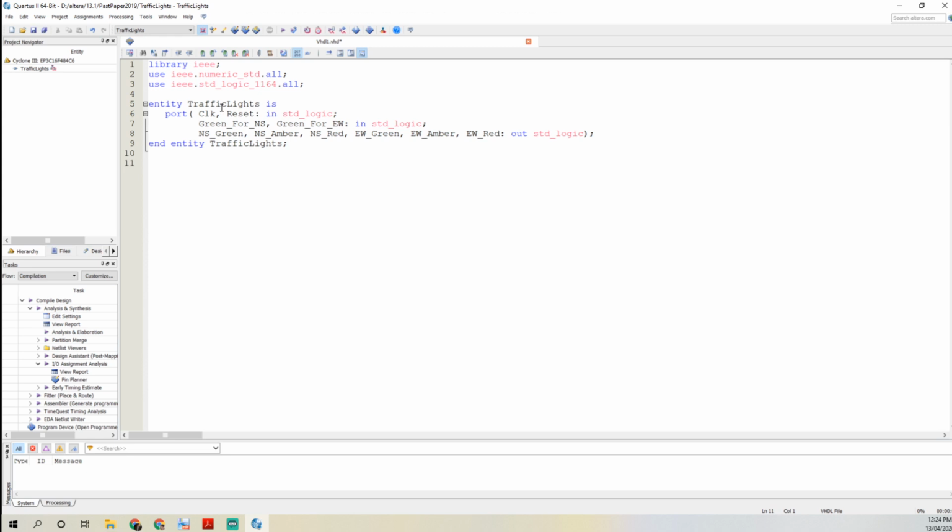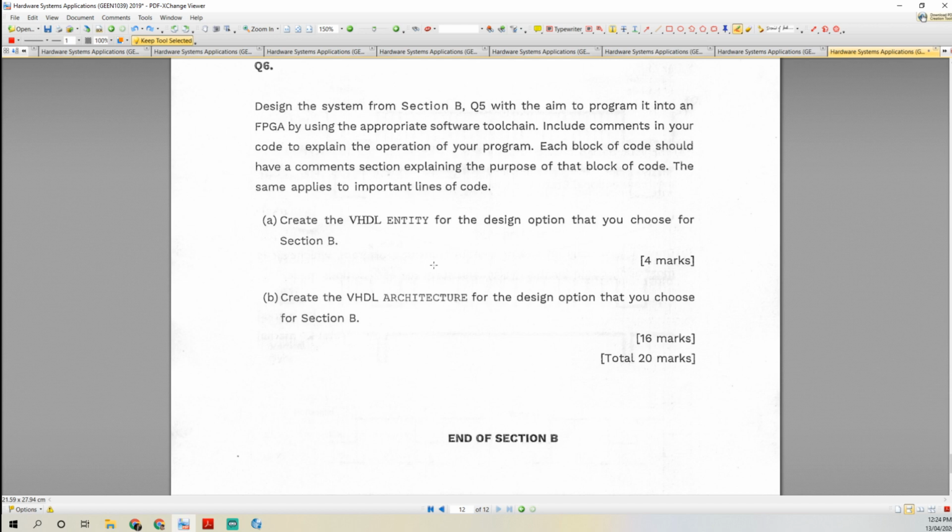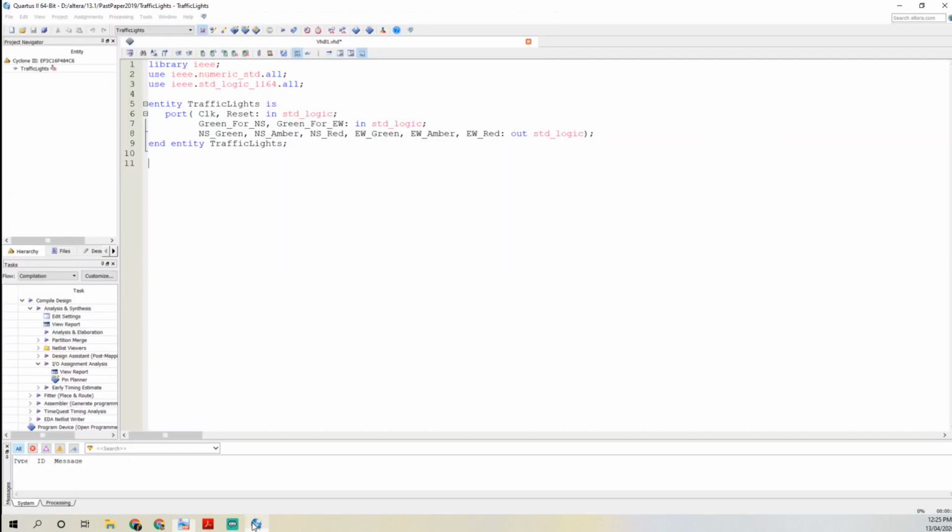We need to write code to describe the finite state machine. And we know when we looked at writing code for a finite state machine that we have to declare a new type for the state, and all that is done in the architecture. All we are doing here is describing the entity and the outside black box of the system. That basically takes care of this question part A for 4 marks. Pretty simple, pretty much a guaranteed 4 marks once you figure out what your inputs and outputs of your system are. So let's now look at the architecture.